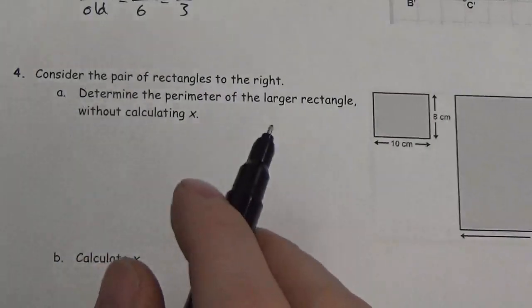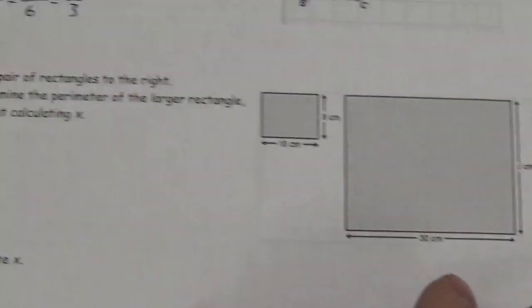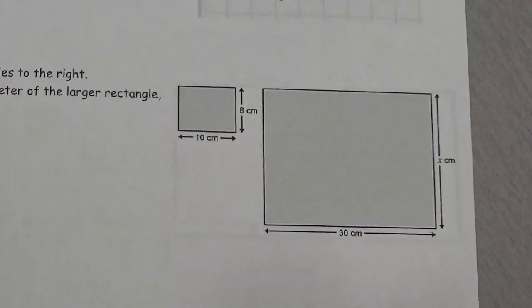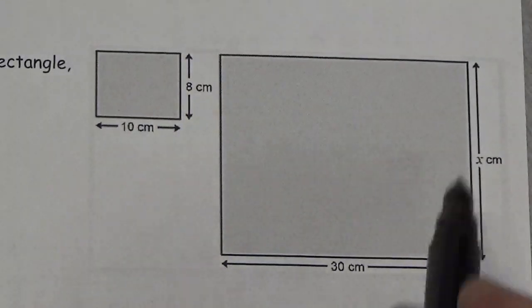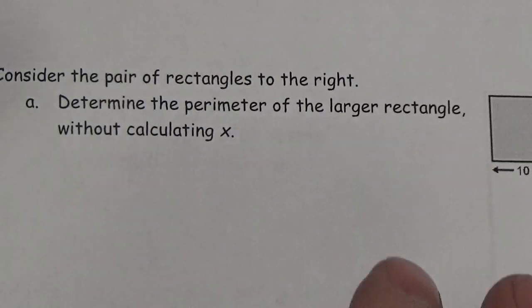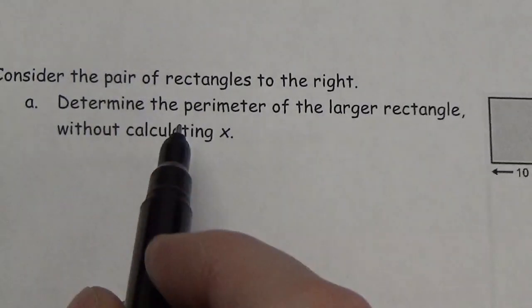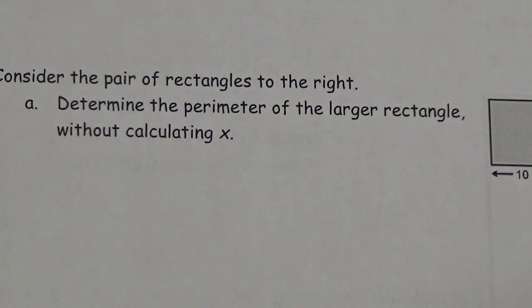Okay, so for this next question, and I like this question by the way, it says consider the pair of rectangles to the right here. Just to make sure that you can see them, this is 10 by 8 and 30 by x. So now we're going to assume that the one is just an enlargement of the other. So determine the perimeter of the larger rectangle without calculating x.